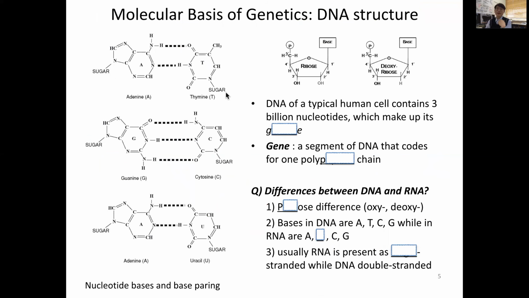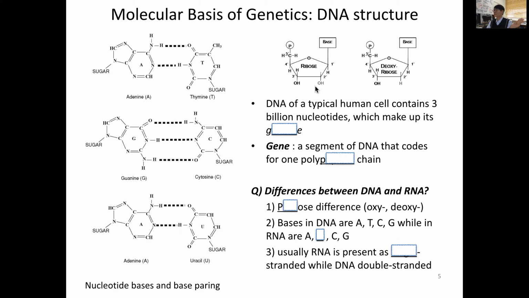Now let's get into a little more detail on the molecular basis of the DNA structure. As I alluded to, this is the 5-carbon structure of ribose and deoxyribose. You can compare which part is different. Yes, at carbon number 2, there's an OH in one and an H in the other.